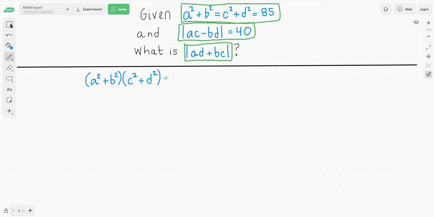If you take a squared plus b squared and multiply it by c squared plus d squared, we can actually write this in the following way. This is ac minus bd all squared plus ad plus bc all squared.